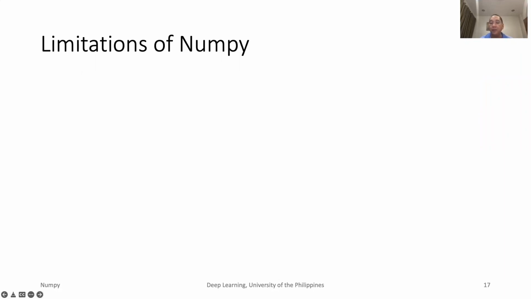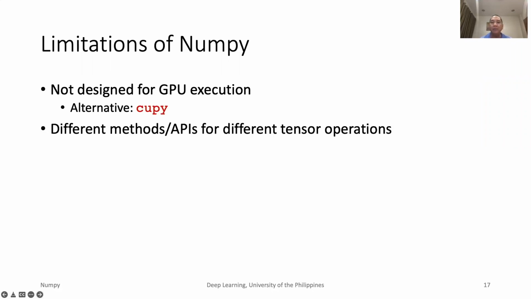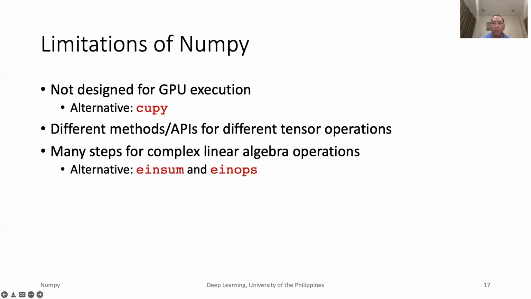NumPy is a useful linear algebra library, but it has its own limitations. In particular, it is not designed for GPU execution. For that, a direct replacement library like CuPy is recommended. NumPy has different methods and APIs for different tensor operations, making it hard to remember which function to call and what syntax to use. Complex linear algebra operations on multidimensional tensors require several function calls to implement in NumPy. For both cases, einsum and einops are recommended.